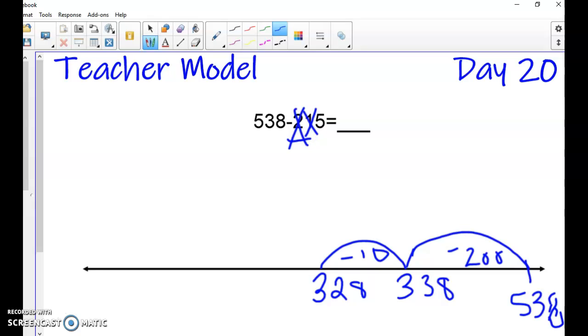Okay, I didn't change my hundreds place, just my tens place. And lastly, I need to subtract my ones, which is going to change my ones place. So 328 minus 5, let's see, 8 minus 5 is 3, so then that must mean that 328 minus 5 is 323. 538 minus 215 is equal to 323.